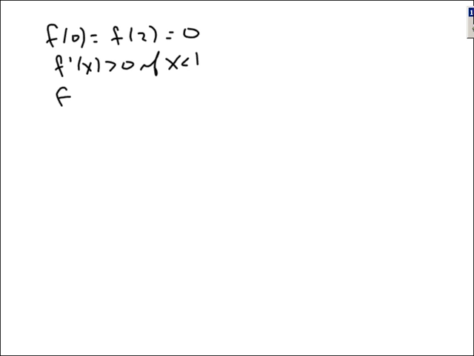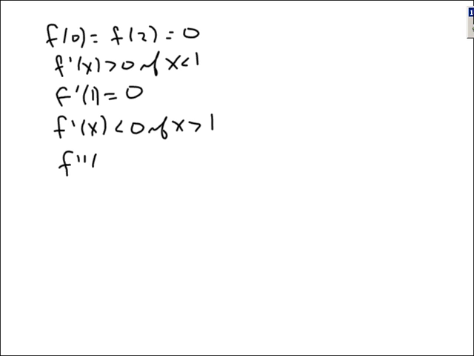Here we have that f of 0 is equal to f of 2, which is 0. We have f prime of x is greater than 0, provided x is less than 1. We have that f prime of 1 is 0, and that f prime of x is less than 0 if x is more than 1, and the second derivative of x is less than 0 always.